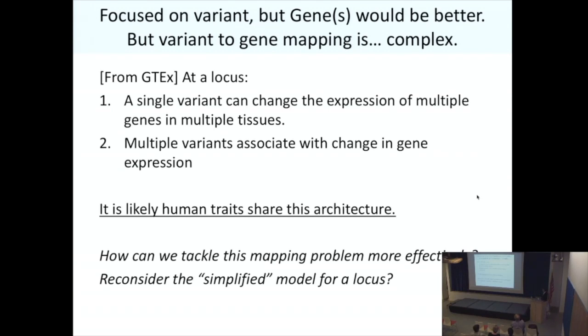But from the papers that are coming out, and we can have this discussion offline too, it seems to me that there are a couple things that GTEx has taught us, aside from all the basic discoveries that have been made. A single genetic variant can indeed change the expression of multiple genes in multiple tissues. So it's not always simple. It is more often complicated than it is simple. Not only that, and this is the obvious thing, it's not just one variant that changes the expression of that gene or genes in multiple tissues. There are multiple variants that do the same thing.